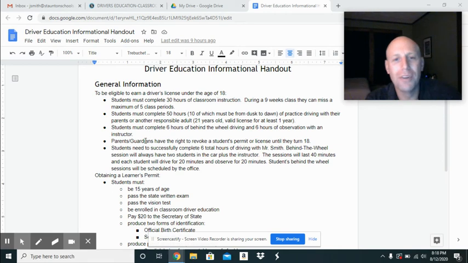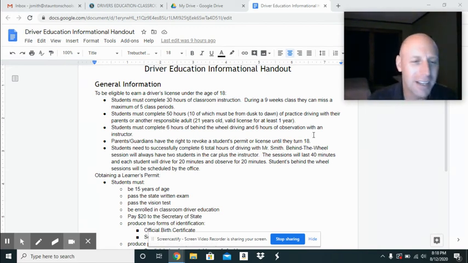Parents, oh, students hate to hear about this one, but parents love it. Parents or guardians have the right to revoke, that means take away, a student's permit or license until they turn 18. So let's say that you're at home and you're just being kind of a little jerk to your mom or dad or whoever it is that's in charge of you, your guardian.